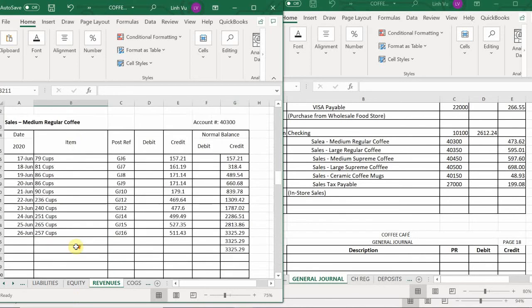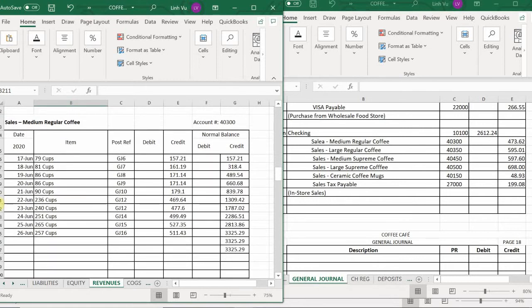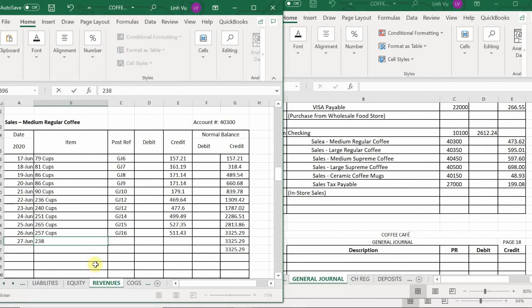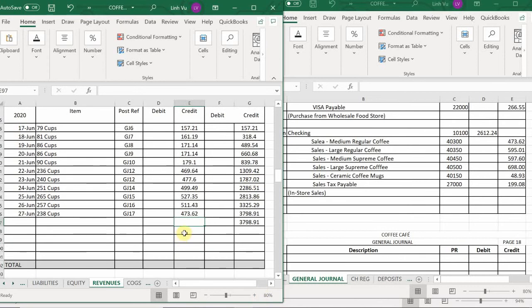All right, and so next is going to be our sales for medium regular. Here we are. Sales medium regular. 27. We sold 238 cups. General Journal 17. And the credit amount is 473.62. That gives us a grand total of 3798.91. Good.